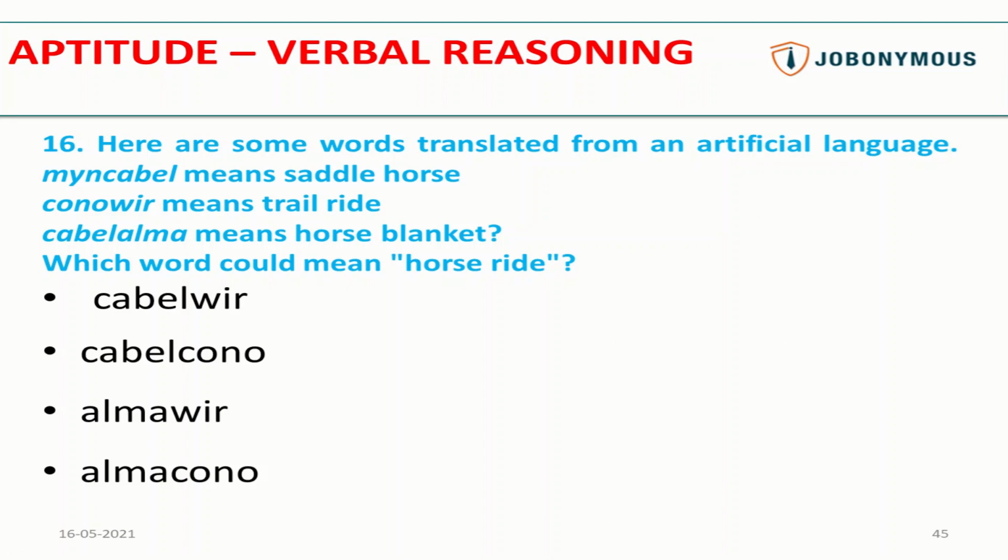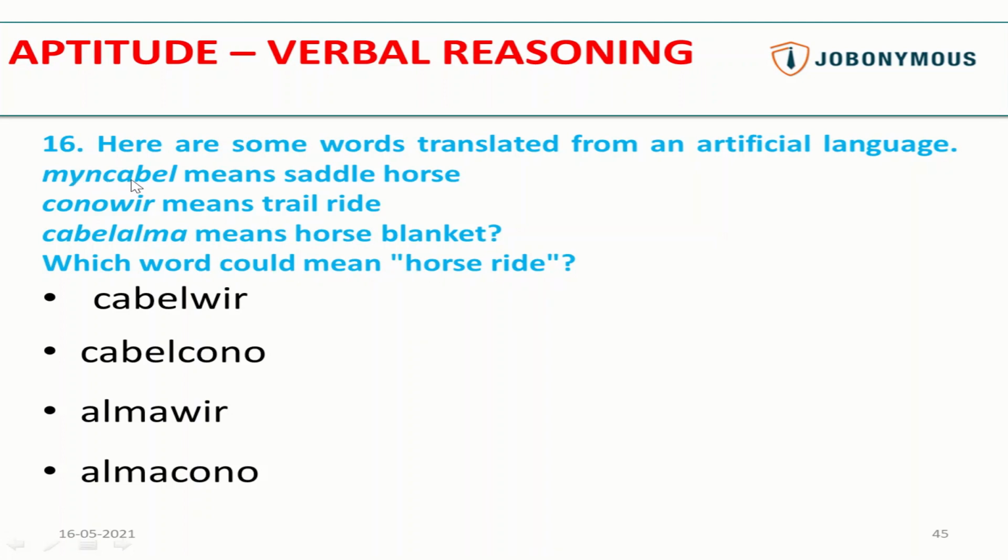So next is, here are some words translated from an artificial language. So an artificial language is given to you. In that, min cable means saddle horse, Konovir means trail ride, cable llama means horse blanket. So which word could mean horse ride?